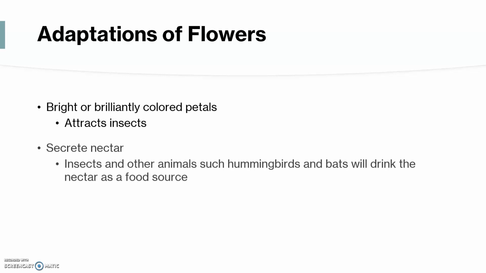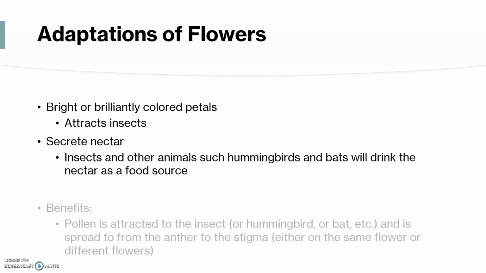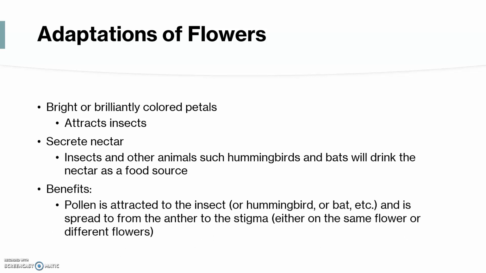Another adaptation is that they secrete nectar. Insects and other animals will drink this nectar as a food source. The benefits of having bright or brilliantly colored petals and secreting nectar is that they attract pollinators. Pollen is attracted to those pollinators, such as insects, hummingbirds, or bats, and is spread from the anther to the stigma as they move around the flower or to different flowers.